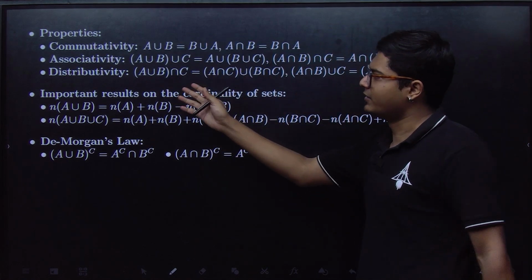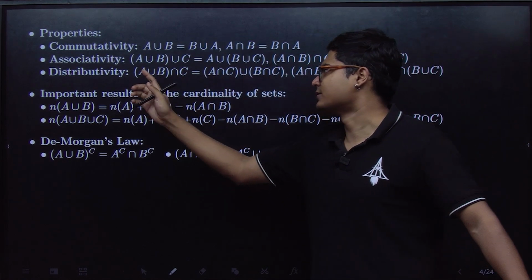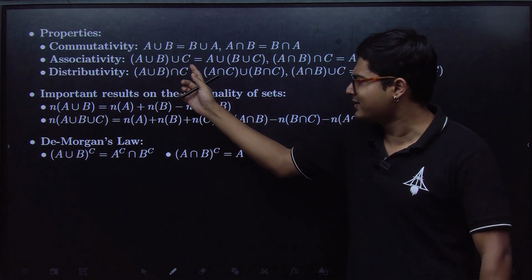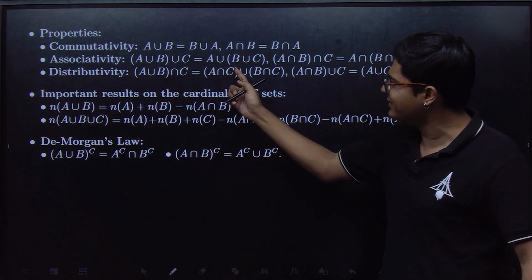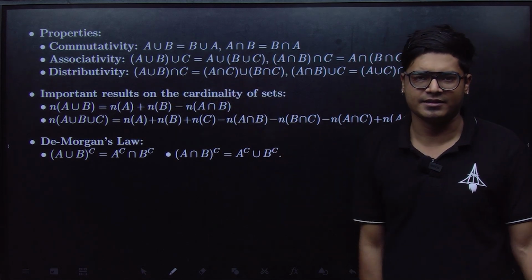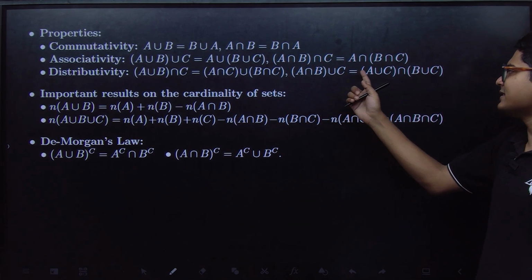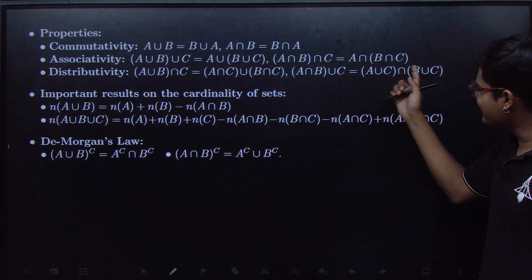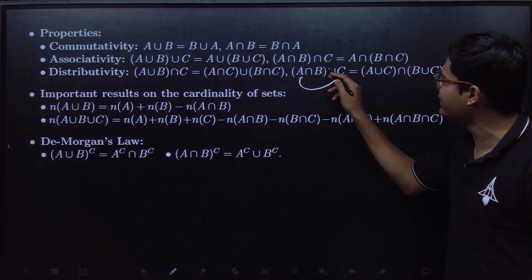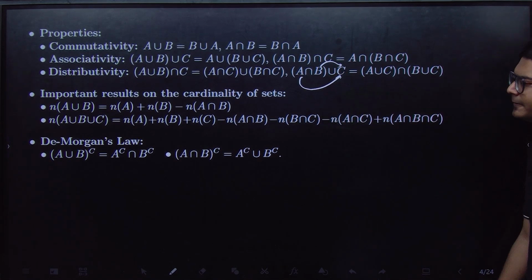They're also distributive, right? You can distribute this union over this intersection. So you have A union B whole intersection C is nothing but A intersection C union B intersection C, right? Same for intersection: A intersection B union C is nothing but A union C intersection B union C, right? So you're basically distributing these two over this operation union, right?